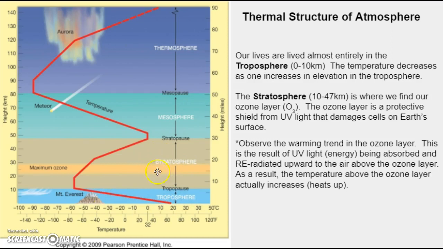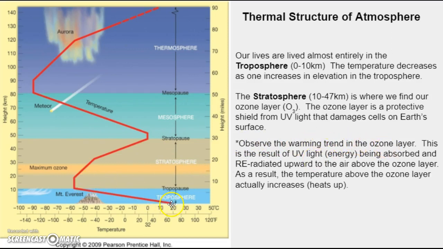So the stratosphere has a different set of characteristics. The stratosphere ranges from 10 to 47 kilometers. This is where we find our ozone layer, O3. The ozone layer is a protective shield from ultraviolet light that damages cells on the Earth's surface. Notice that the ozone layer is located almost directly in the middle of the stratosphere. Check out the observed warming trend in the ozone layer.